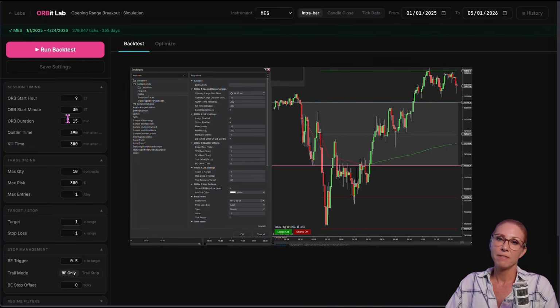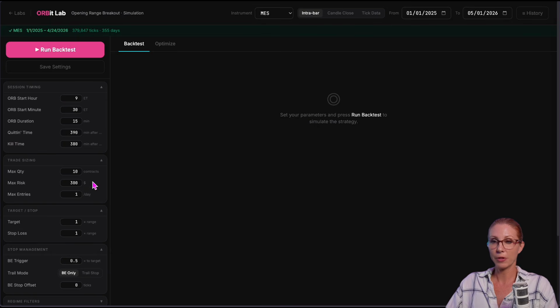So we've got the 15-minute opening range, starts at 9:30 Eastern time. We're going to kill any trades 10 minutes before the trading session ends because the trading session is 390 minutes, which technically will override this quitting time. So that's fine. But the important thing here is we're going to take up to one entry a day, which means we're not going to re-enter if the ORB breaks again and we're not in a trade, but we'll allow up to 10 contracts.